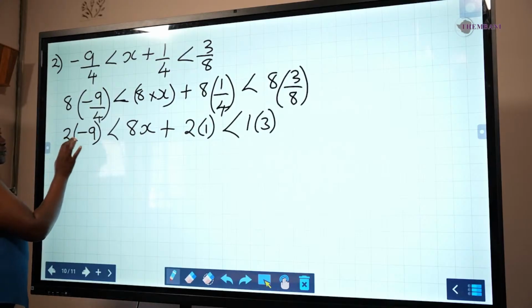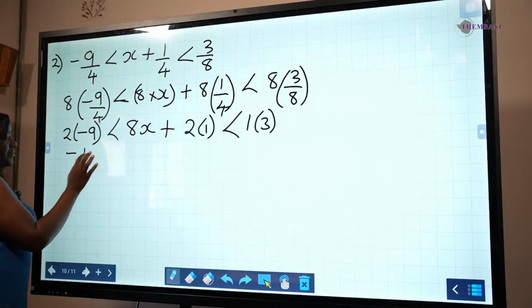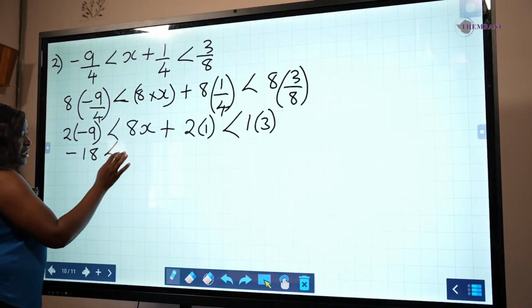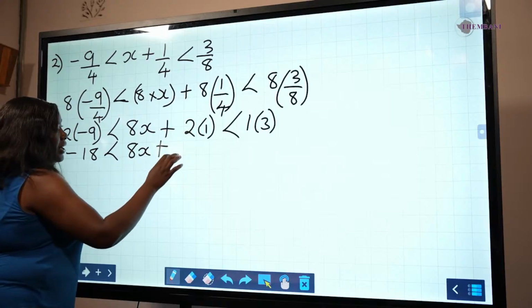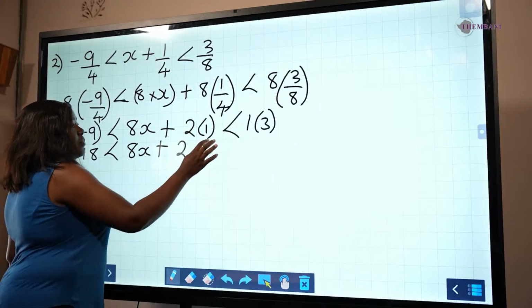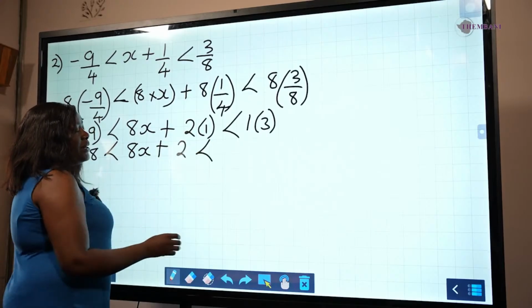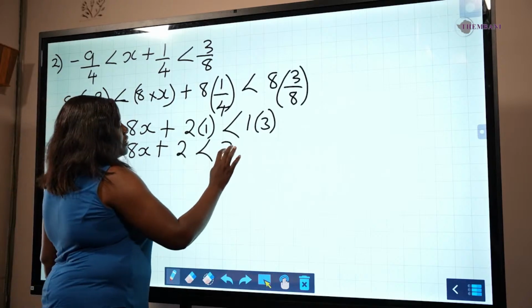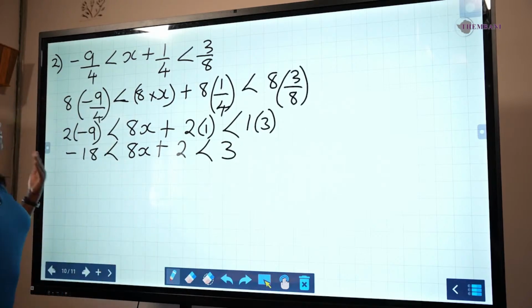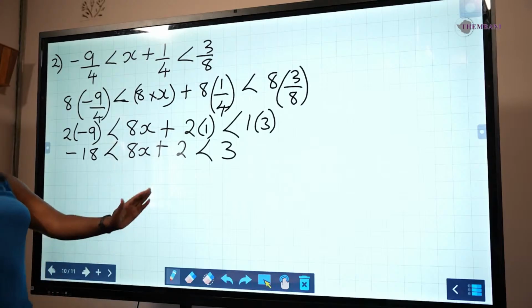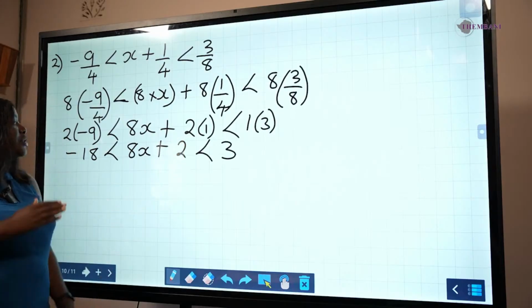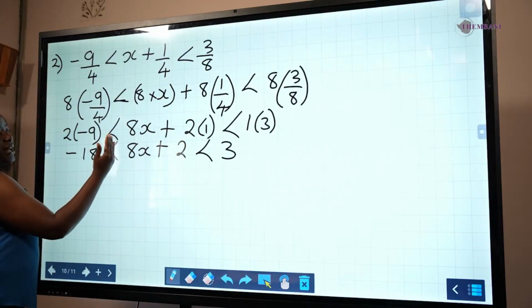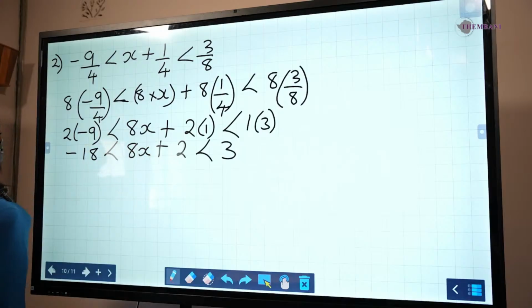Here we are going to have 2 multiplied by negative 9 will give us a negative 18. We put our inequality sign. 8x plus 2 multiplied by 1 is going to give us a 2. We put our inequality sign. 1 multiplied by 3 is going to give us a 3. Now we have a simple simultaneous inequality. And as I've said, we close off from where the inequality sign is, and then we solve this. Then again, we close off where the inequality sign is, then we solve that end.